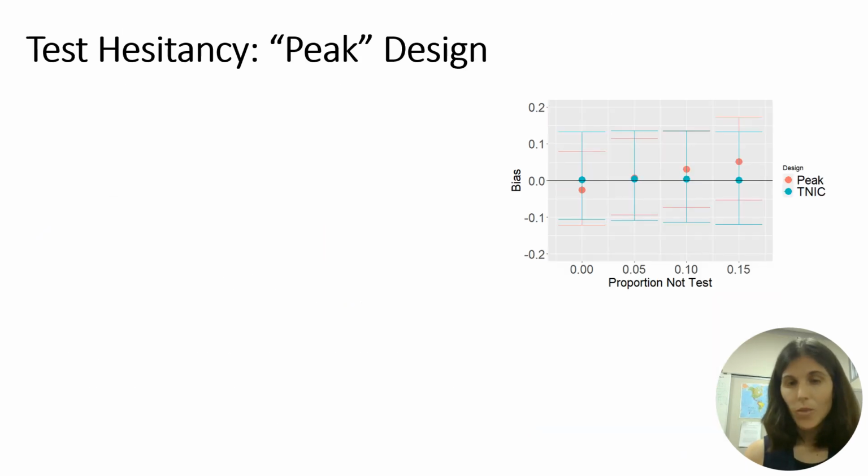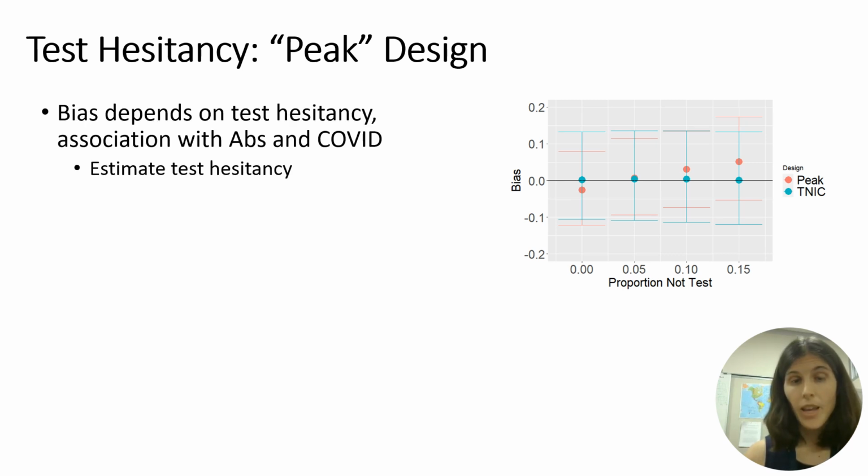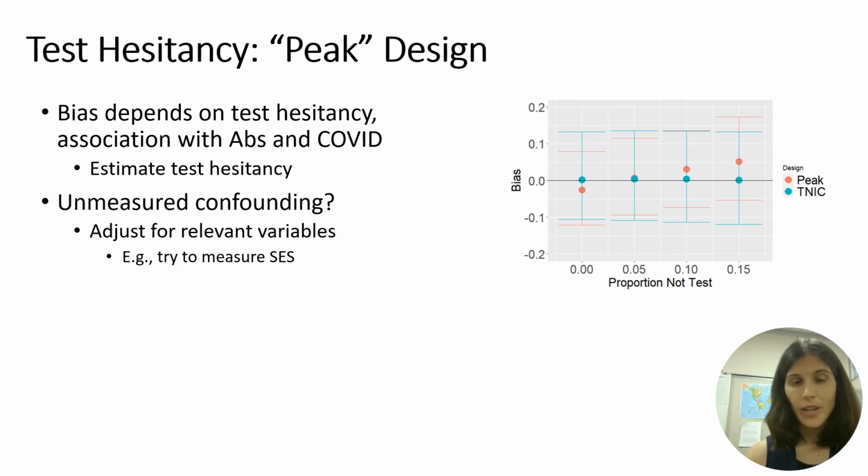Now, the peak design, we can see that bias does depend on the proportion who don't test in our data set. And it also depends on the association between socioeconomic status affecting test hesitancy and also affecting antibodies and who gets COVID. So to deal with this issue, we would need to try to estimate the degree of test hesitancy in our data set. We also are, as always, worried about unmeasured confounding, so we should try to measure and adjust for relevant variables. For example, we should try to measure socioeconomic status, but that's a very complicated concept and difficult to measure and adjust for in many settings.